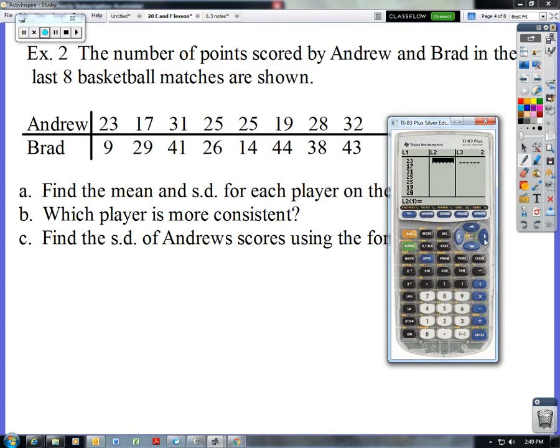I'll go ahead and put Brad's in the next list so that it's there when I need it. Then we're going to go to a blank screen, second quit. And this is all one, so we're finding each person individually. So these are one variable statistics. So we're going to go to stat, calc, and it's one variable statistics, the first choice.